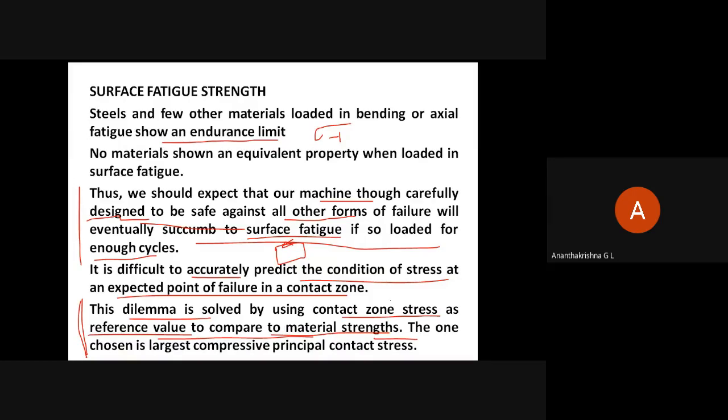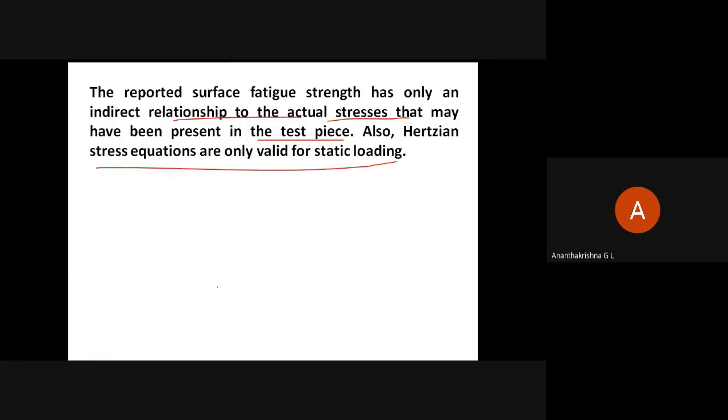So that is what we are going to solve, to roughly identify and predict this failure more accurately. That is, we are going to take the contact zone stress as a reference value and try to accurately predict the type of failure and point of failure. That's what we are trying to do in surface fatigue strength.